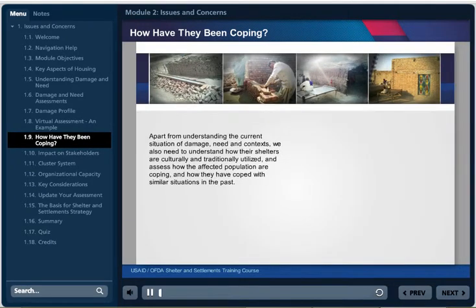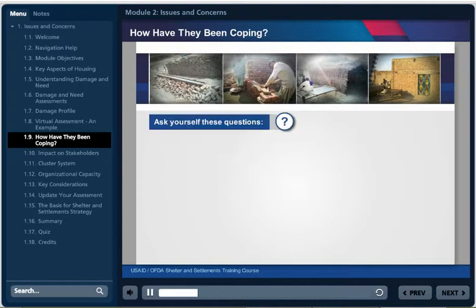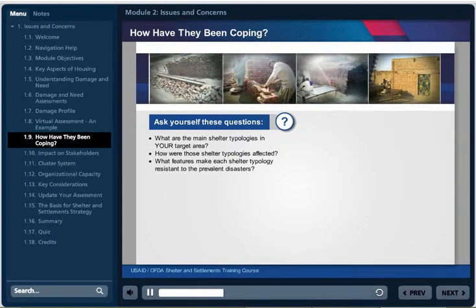Apart from understanding the current situation of damage, need, and contexts, we also need to understand how their shelters are culturally and traditionally utilized, and assess how the affected population are coping, and how they have coped with similar situations in the past. Ask yourself these questions. What are the main shelter typologies in your target area? How were those shelter typologies affected? What features make each shelter typology resistant to the prevalent disasters? How will the covered living space be configured?